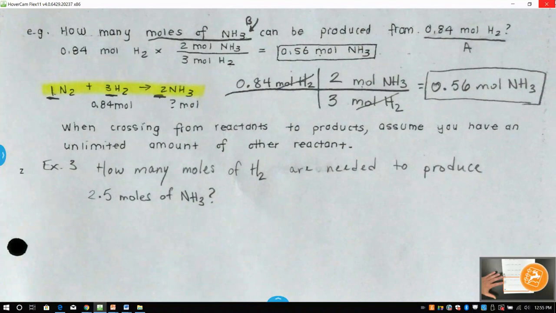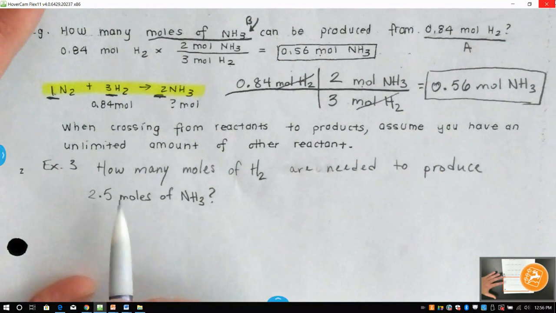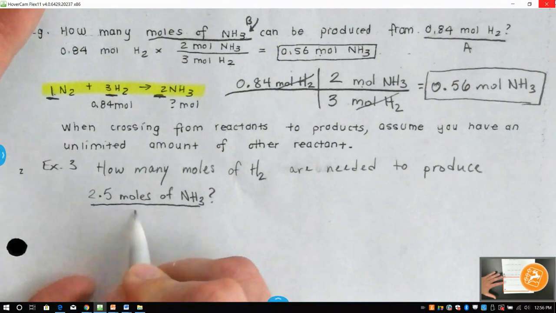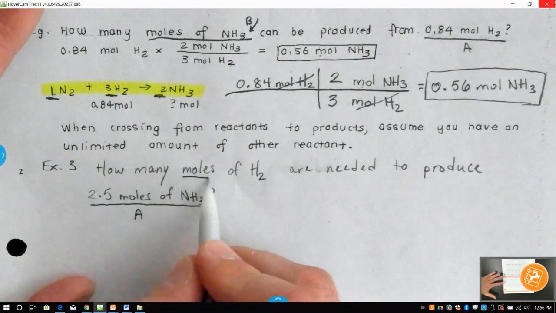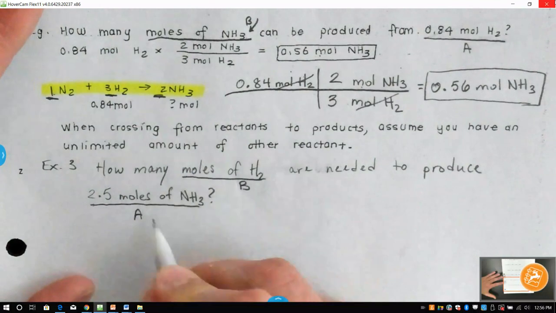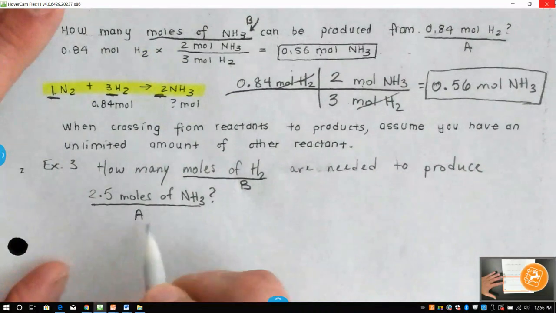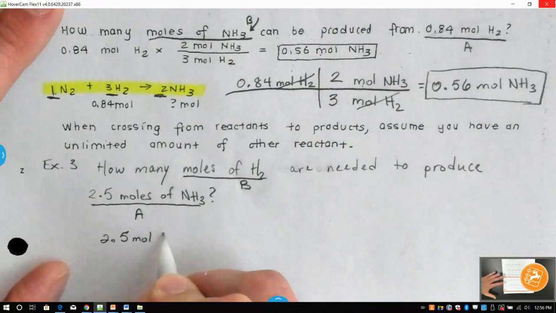So what am I starting with here, guys? What am I given? What is my starting piece? Moles of NH3. A is 2.5. Okay, good. So this 2.5 moles of NH3, that's A. I underline it. That's step one. Good. Moles of H2 is what we're looking for. That is B. So that is step one, step two. Step three, take your given letter A, put it in our starting block. So 2.5 mol of NH3.